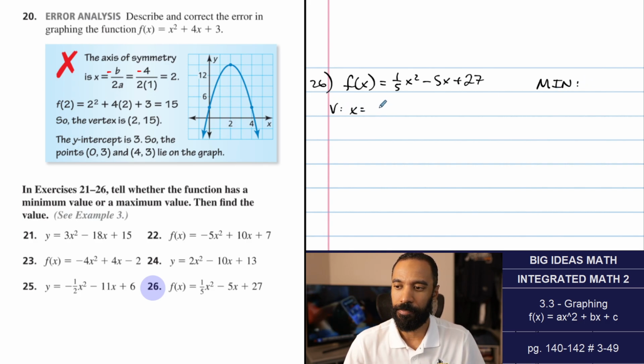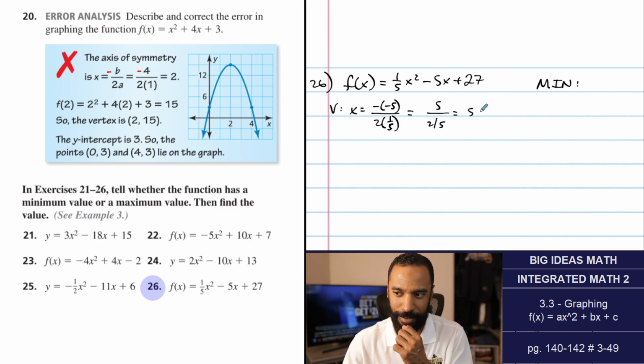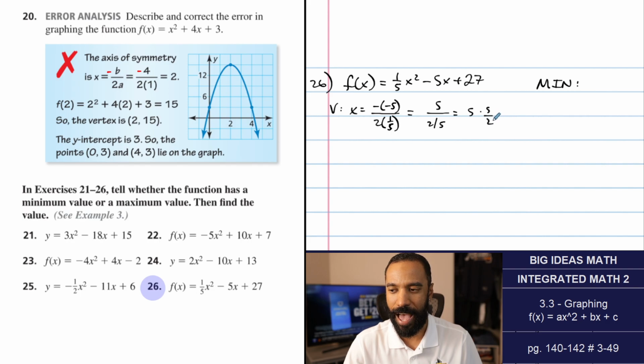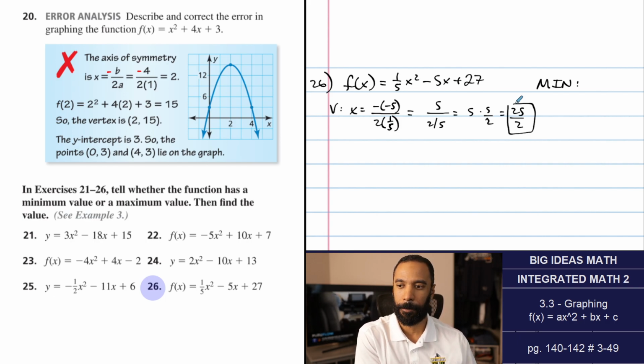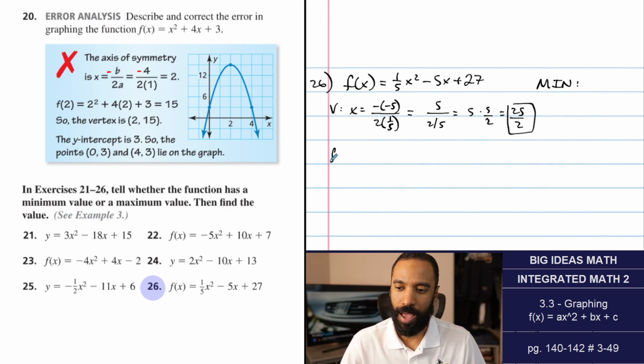F of x equals 1/5 x squared minus 5x plus 27. The 1/5 being positive means we will have a minimum. Let's find the y value of the vertex. The x value is negative b over 2a, which is 5 over 2/5, which is 5 times 5 halves, which is 25 halves, 12.5. Now we are going to find the y value of the vertex.